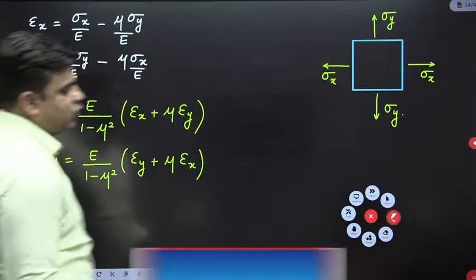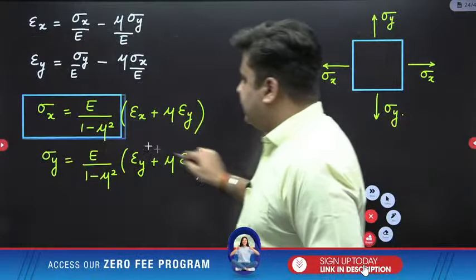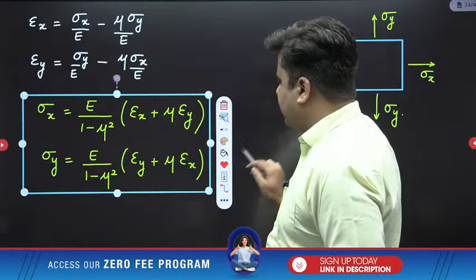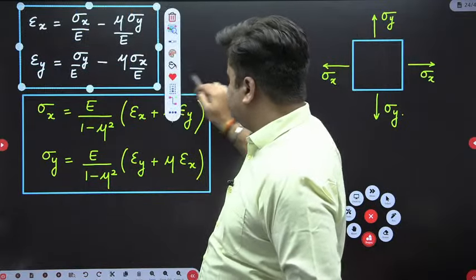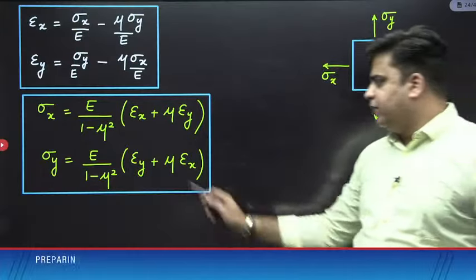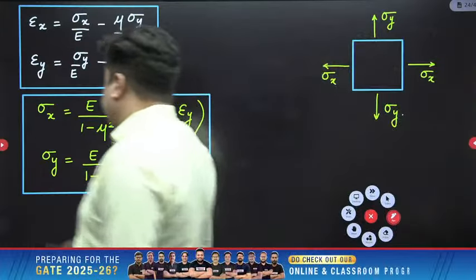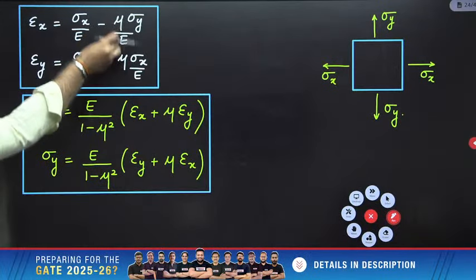Please remember these formulas, these sets of formulas are very important. Sigma x is equal to E upon 1 minus mu square into epsilon x plus mu times epsilon y, and sigma y is equal to E upon 1 minus mu square into epsilon y plus mu times epsilon x. Where have we derived these equations? We have derived this from this set of relations.